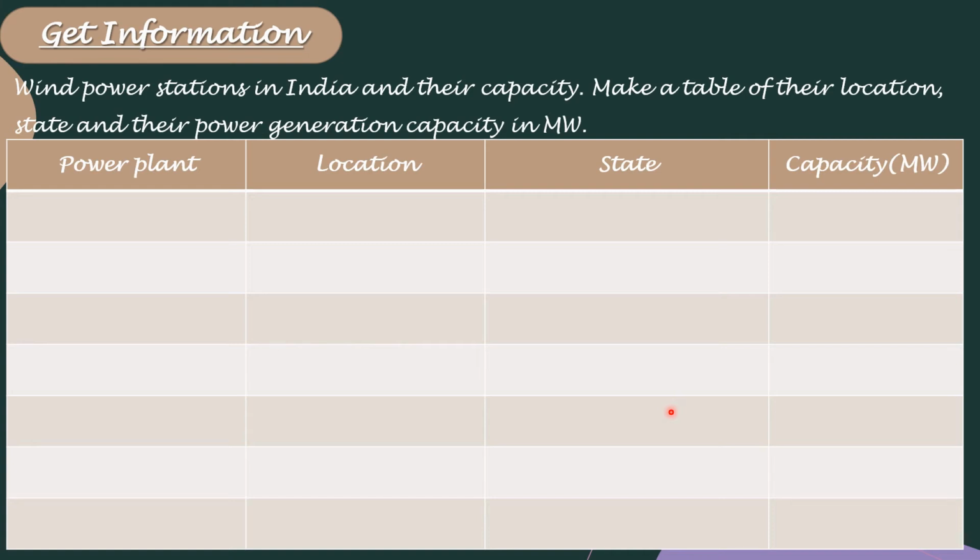Now students, we have to get the information about wind power stations in India and their capacity. And we have to make a table of their location, state, and their power generation capacity in megawatt. So let's get the information. So the first power plant is Mupandil Wind Farm. It is located in Kanyakumari in the state of Tamil Nadu with a capacity of 1500 megawatt.